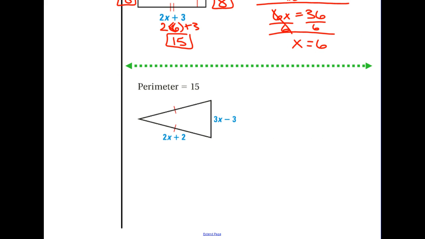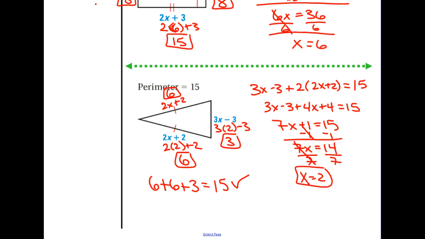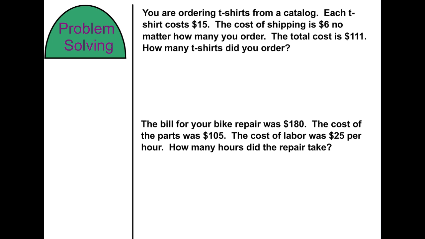You guys can pause or try to do this problem yourself. Here's the answer I got. Check your answer, make sure you got it right. Again, you might have done it a little bit differently, but make sure you did it correctly is the main thing. All right, next we're going to talk about some problem solving, which is really word problems.